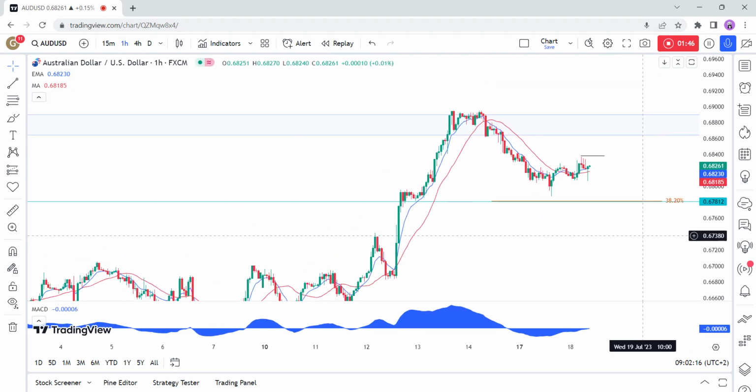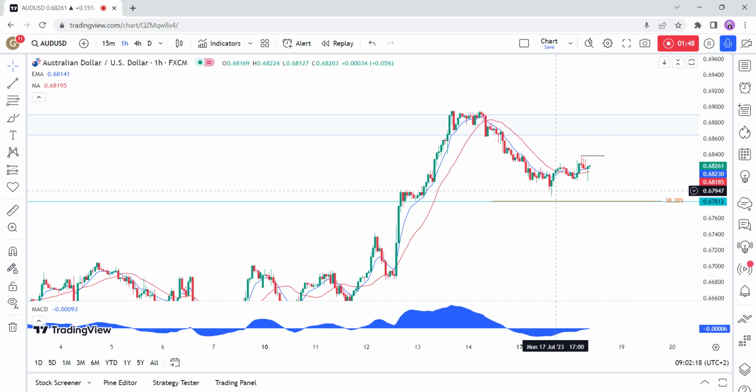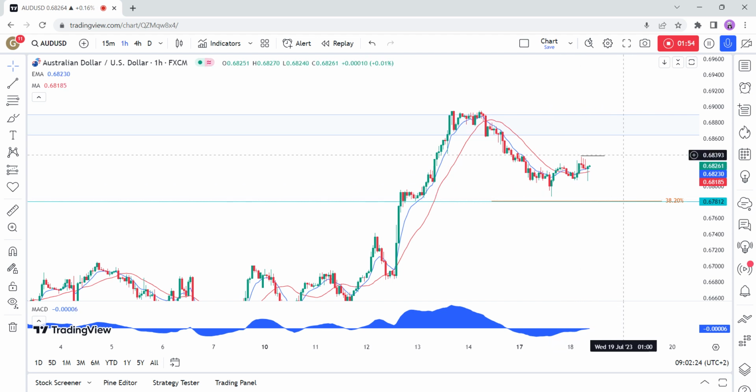On the 1-hour chart, we can see that the price has been making higher highs and higher lows since bouncing near the 38.2% Fibonacci retracement level. We might be already seeing the bullish momentum increasing and the buyers getting back in control. The buyers will need the price to break above the recent high here to confirm the restart of the bullish trend and position for a breakout.